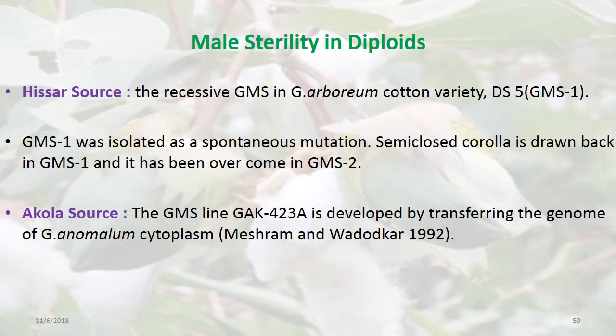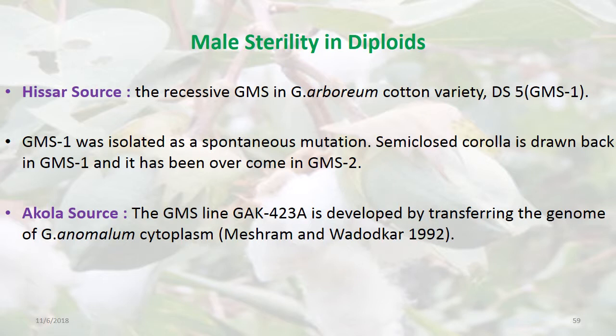Male sterility in diploids. First one is Hisar source. The recessive GMS in Gossypium arboreum cotton variety DS5. GMS1 was isolated as a spontaneous mutation. Here, note down that DS5 is also called GMS1.